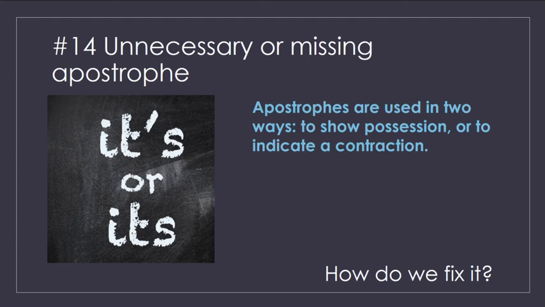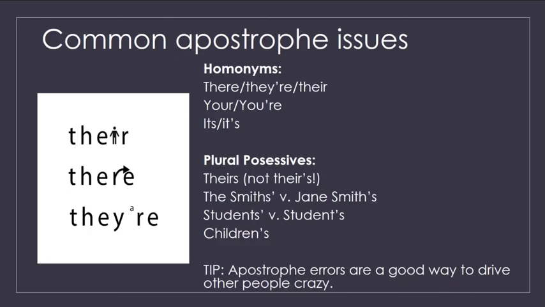Here's some more common apostrophe issues. We have some trouble with apostrophes because oftentimes these are homonyms. There, their, and they're is something that trips people up. Look at my handy little graphic there. That might help you. Your and you're is something that people on the internet are probably going to correct you on. Your, belonging to you, and you're, you are. It's and its we've already gone over.